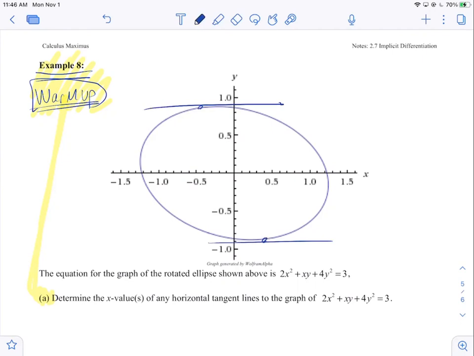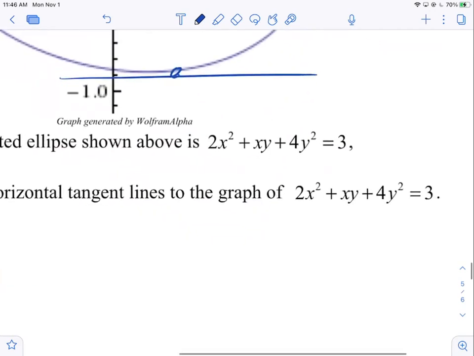All right. So how are we going to figure out where it has horizontal tangents? Well, what's the value of the derivative there? What is the value of dy/dx? 0, right? So that's our plan of action. I need to find the derivative of y with respect to x, set it equal to 0, and solve, right? Okay, got it. So here's the equation of the rotated ellipse. It's not solved for y, and I'm not going to solve it for y.